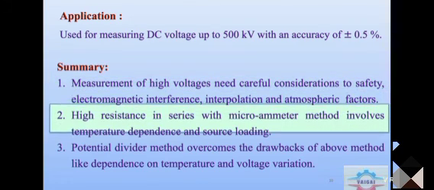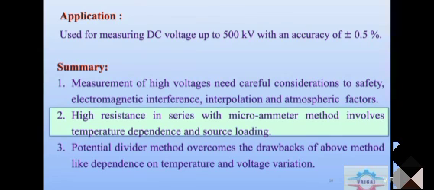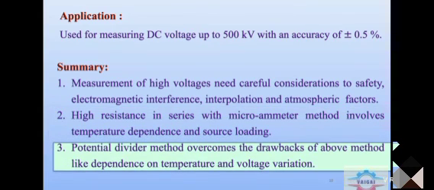Finally, the potential divider method overcomes the drawbacks of the series microammeter method, which involves temperature dependence and source loading. In the potential divider method, it overcomes the drawbacks of the series microammeter method, like dependence on temperature and voltage variations. Thank you.